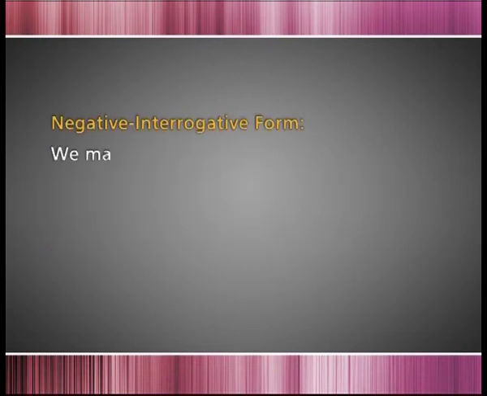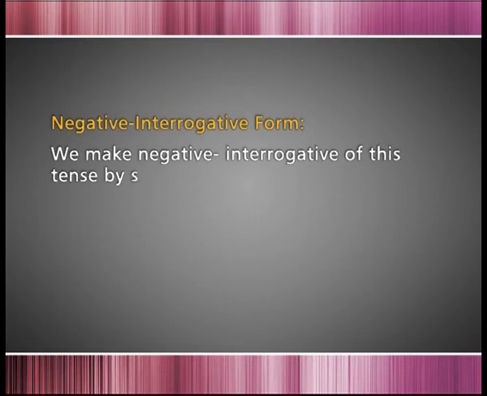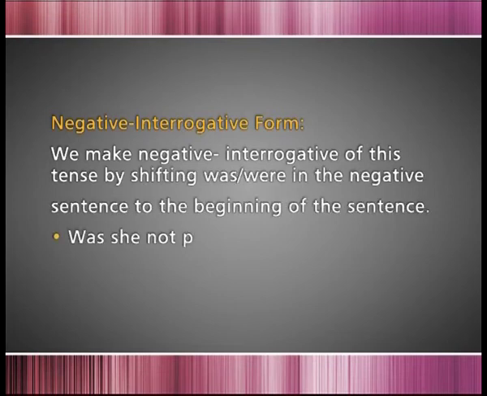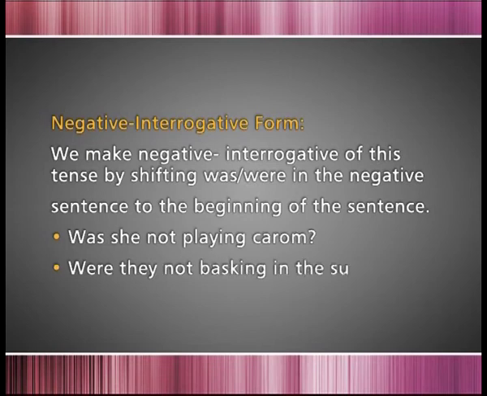Negative interrogative form. We make the negative interrogative of this tense by shifting was or were in the negative sentence to the beginning of the sentence. Was she not playing carom? Were they not basking in the sun?